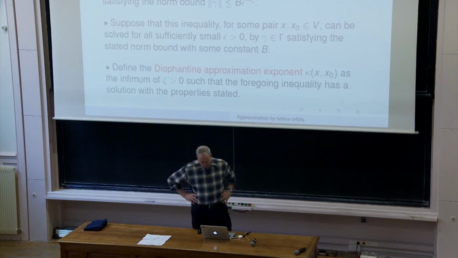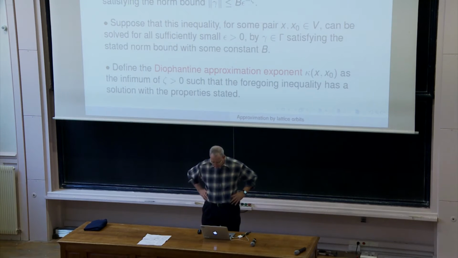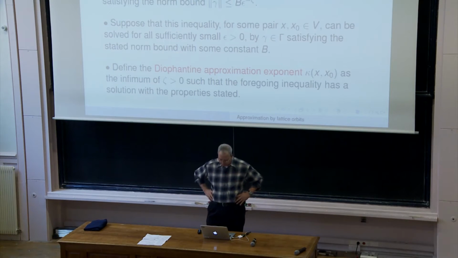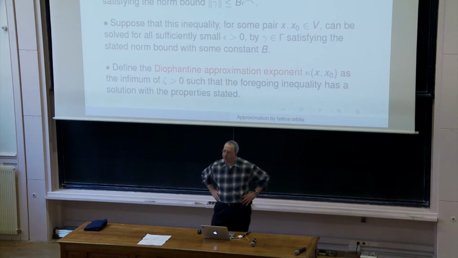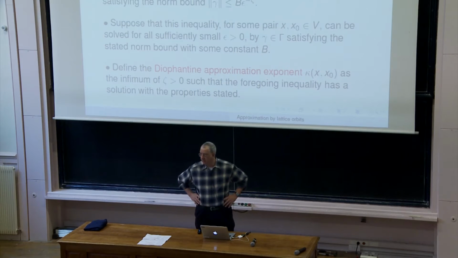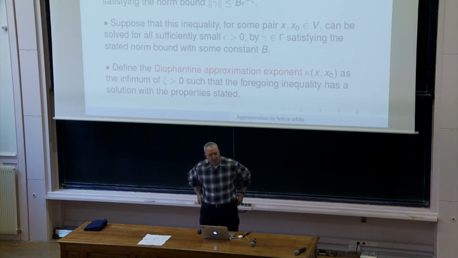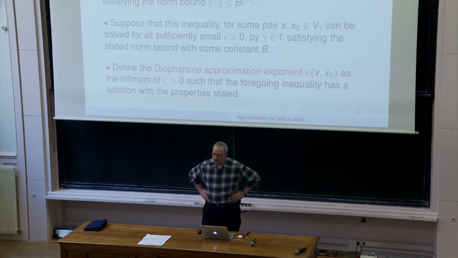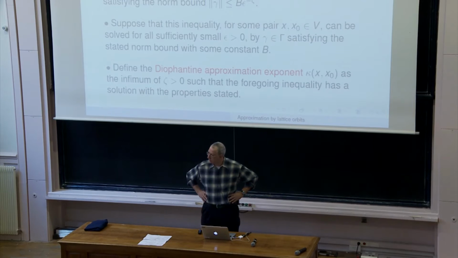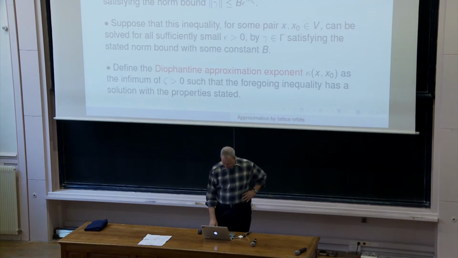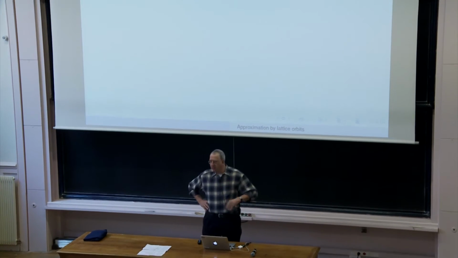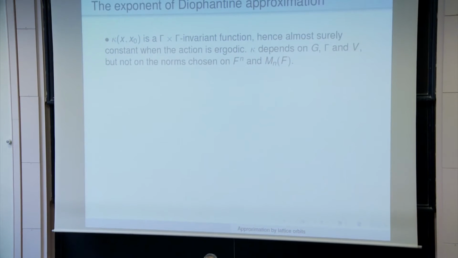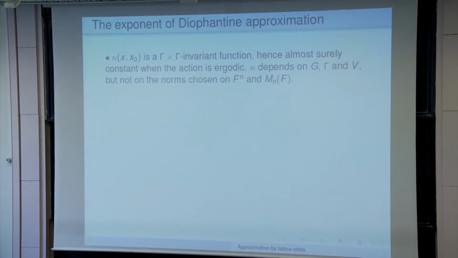And define the Diophantine approximation exponent kappa(x, x_0) as the infimum of zeta such that the foregoing inequality has a solution with the properties stated. So if, in fact, we have such a finite zeta, then we consider the infimum, and we call this infimum the Diophantine approximation exponent. So far, this is just a definition. And we would like to understand this exponent and compute it.